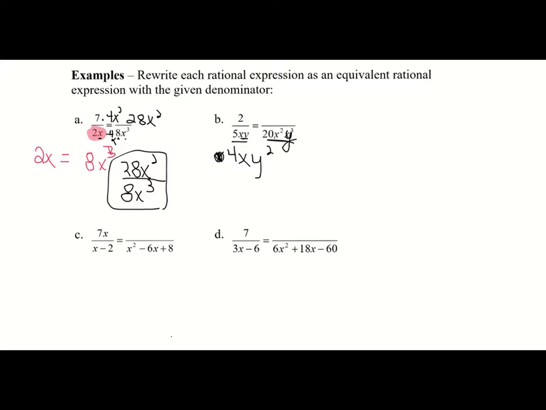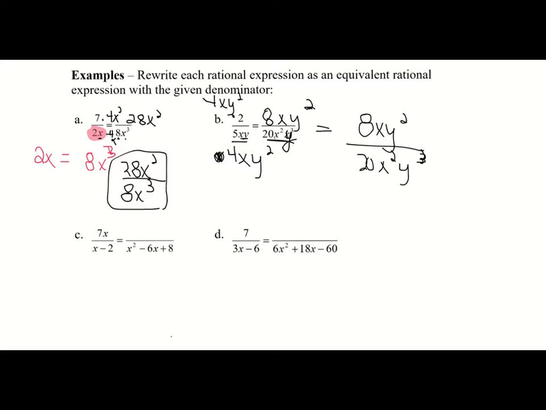So I'm going to multiply this top by 4xy squared. And it's going to give me on the top 4 times 2 is 8, and then we'll have xy squared. So it's going to give me 8xy squared over 20x squared y cubed. So it's really figuring out what you multiplied the bottom by to get that denominator, and doing the same thing to the top.